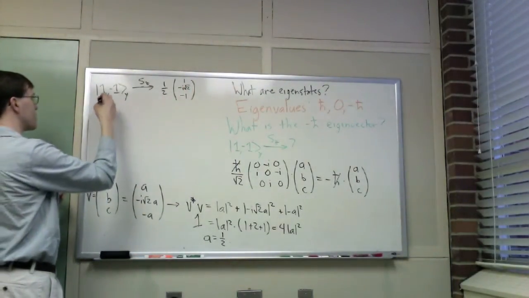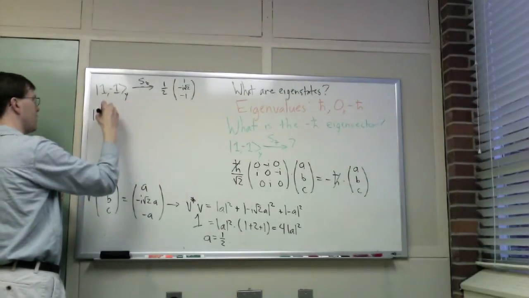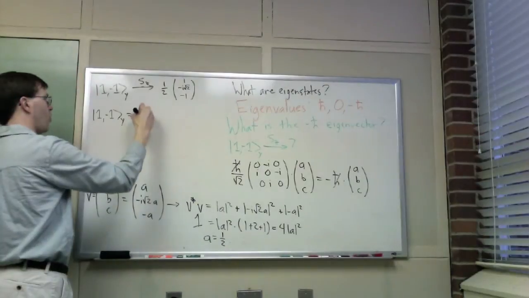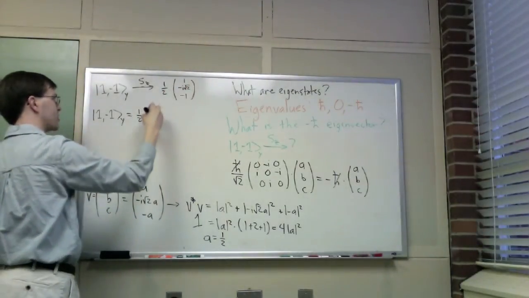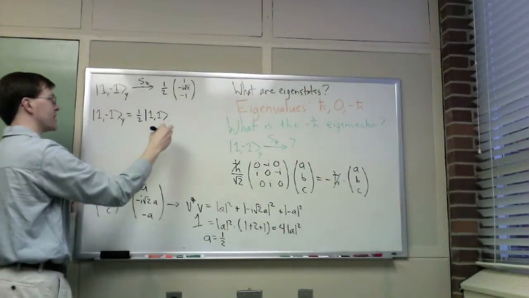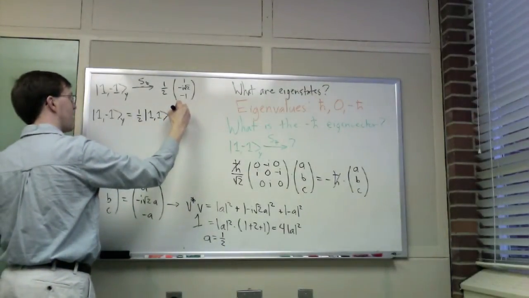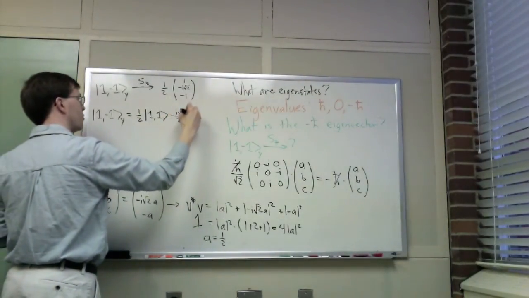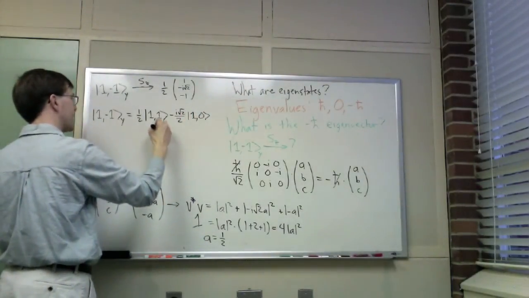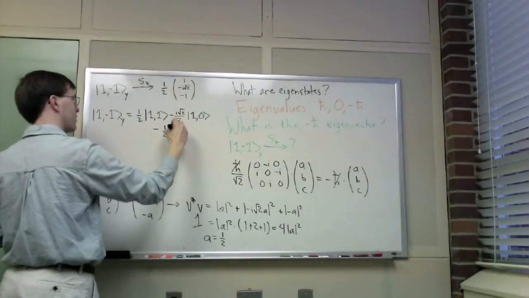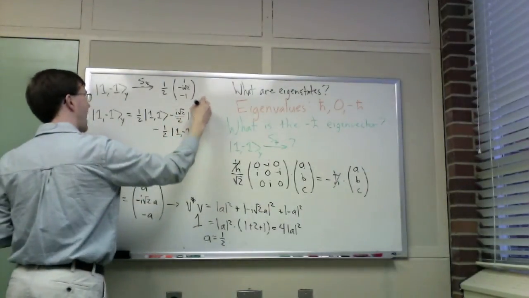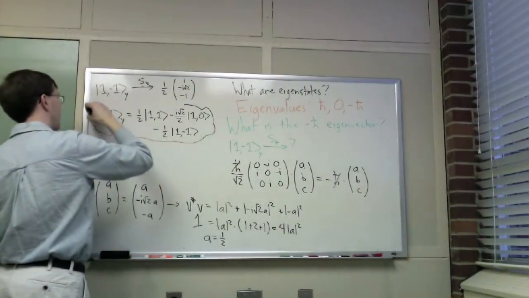Or in other words, 1 minus 1 in the y basis is equal to 1/2 times, that's my coefficient for the 1, 1 in the z basis, the default z basis, minus i square root of 2 over 2 times 1, 0 in the z basis, minus 1/2 times the 1 minus 1 state. And that is my final state.